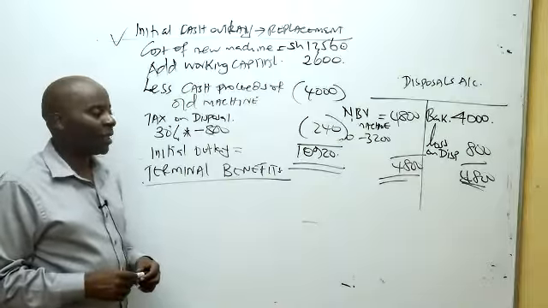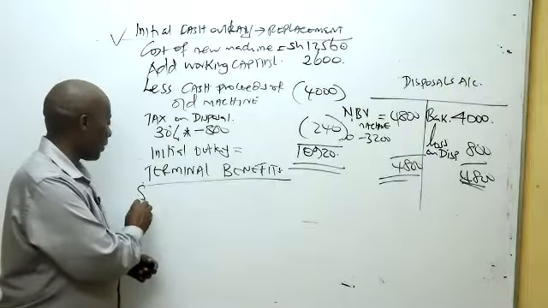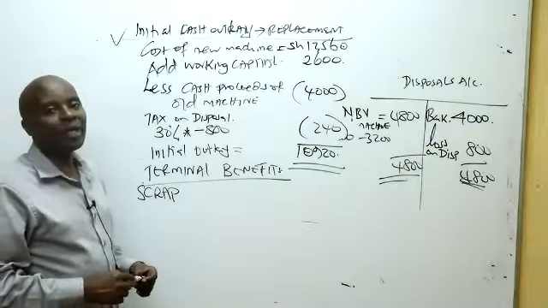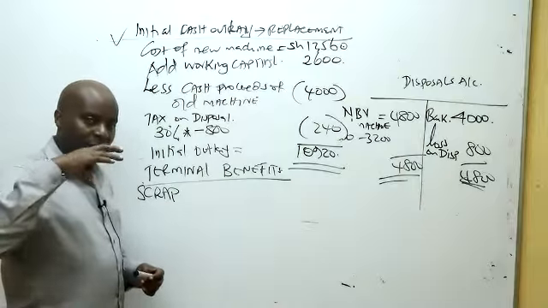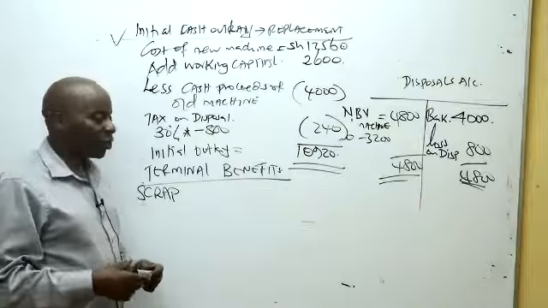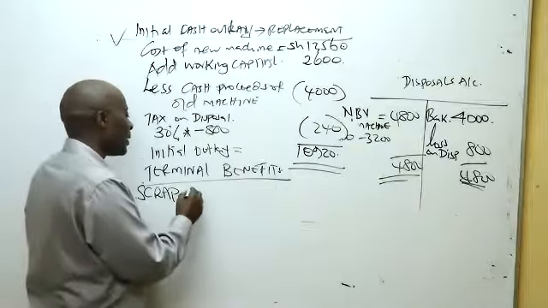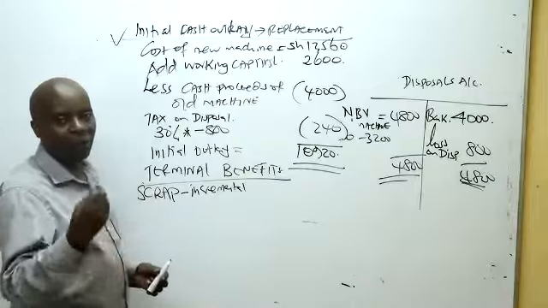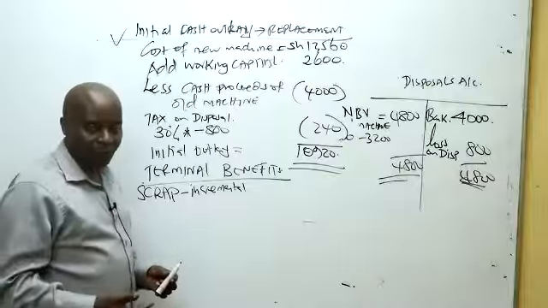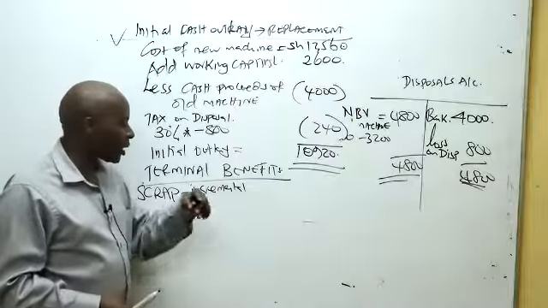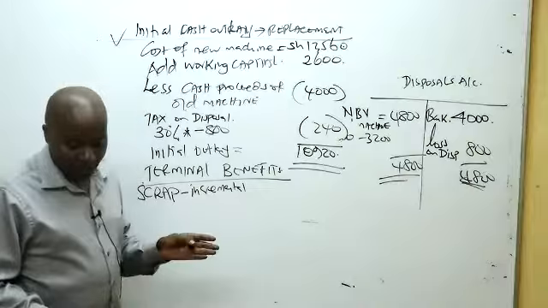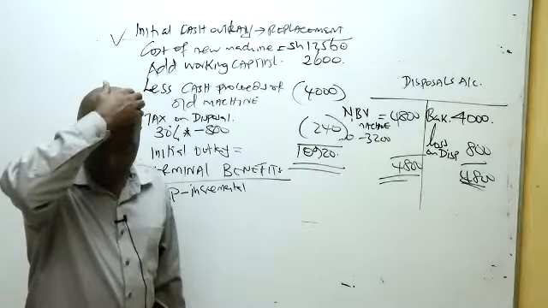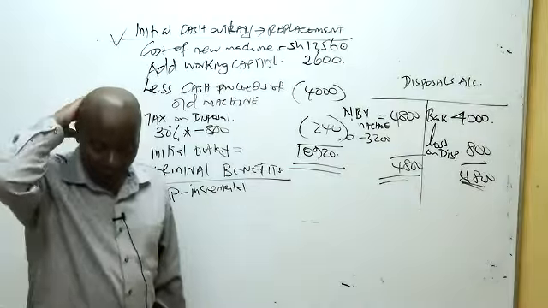So the first terminal benefit is a scrap value. When these projects expire, we will have to get something. We'll be selling this as scrap. So this scrap value, always remember, it's supposed to be incremental. You take the scrap of the new machine minus scrap of the old machine. You can either decide to subtract or you handle them separately. So for scrap, can somebody, ladies and gentlemen, give me the scrap value of the new machine?